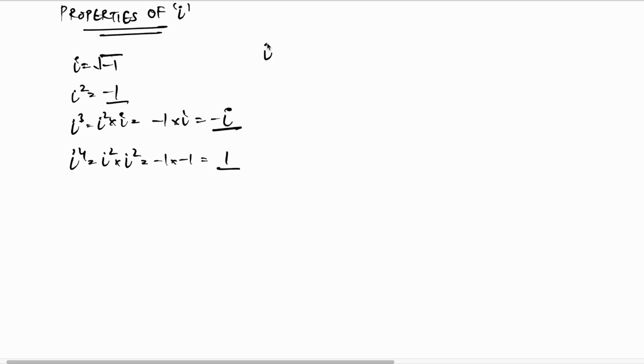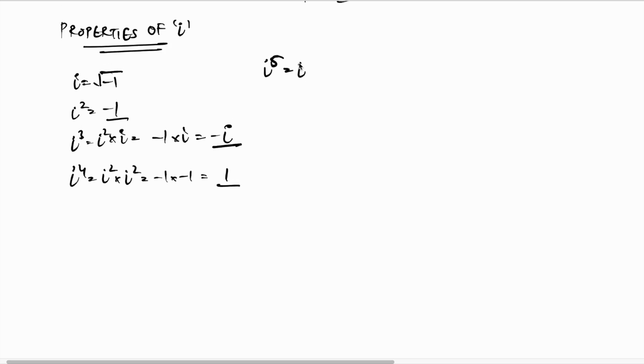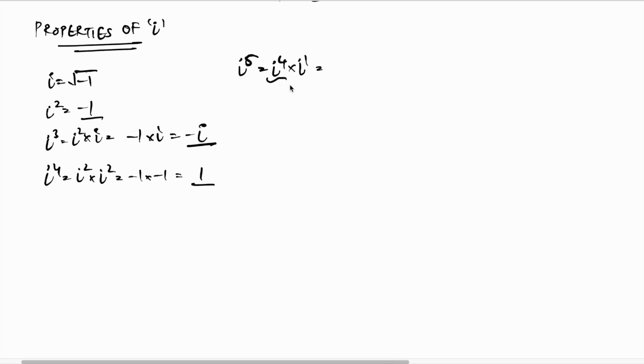So now if I have to find i raised to 5, what I can do is write it as i raised to 4 into i raised to 1 using the laws of indices, and i raised to 4 is unity, which gives me i.